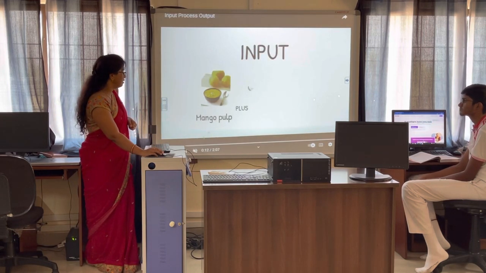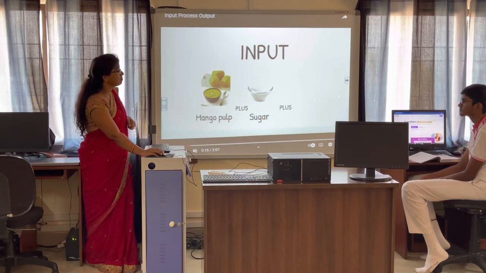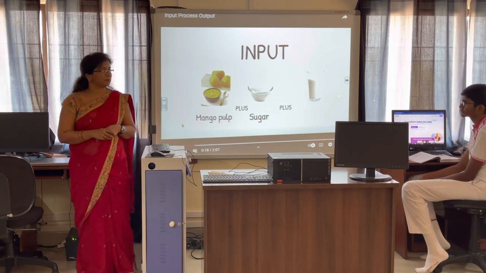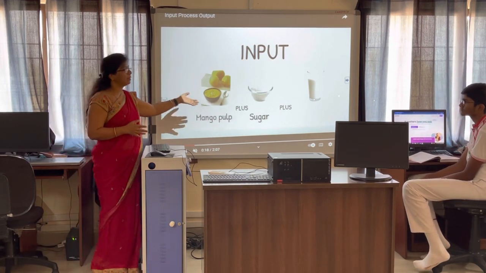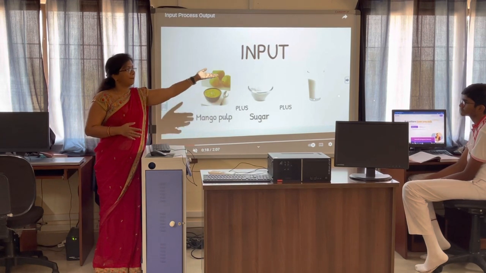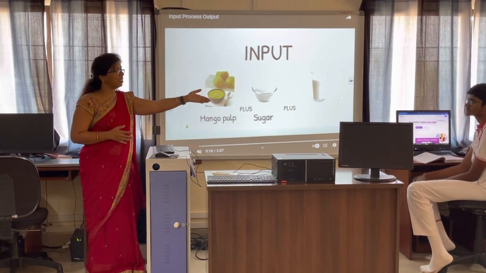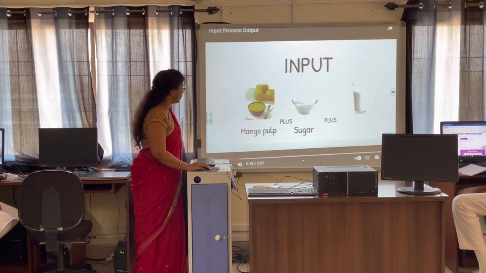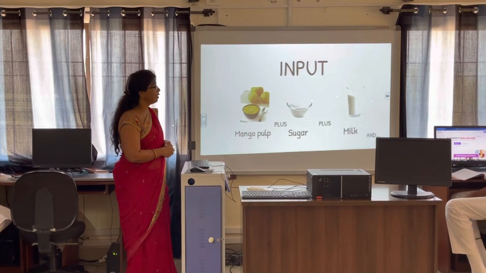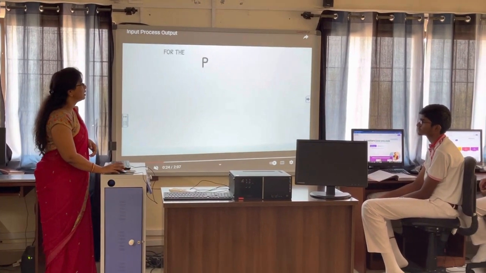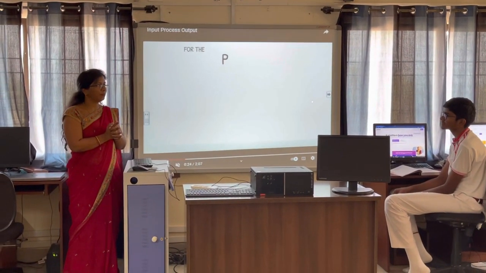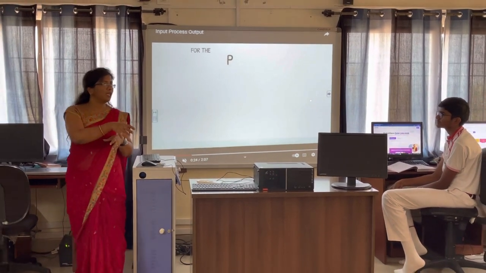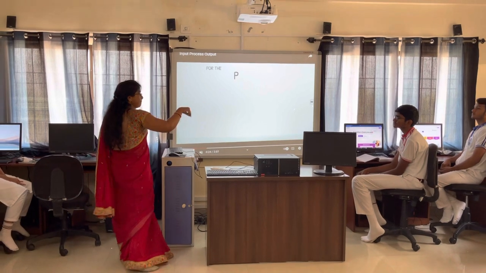Here we are going to take an example of a mango milkshake. How many of you love it? I'm sure no one's talking. So here, the mango pulp plus sugar plus milk. Obviously, we require the ingredients. These form the input part of our milkshake. Now, processing. What is the process? Mixer. Mixing what? All the input components, your mango pulp, your milk, your sugar. All together, process it, mix it.